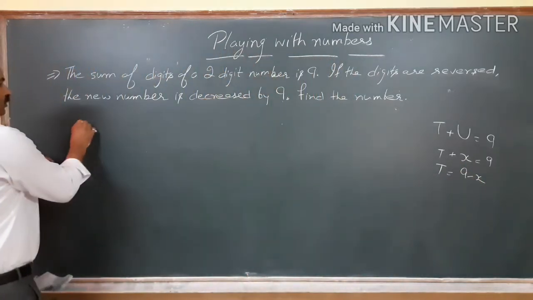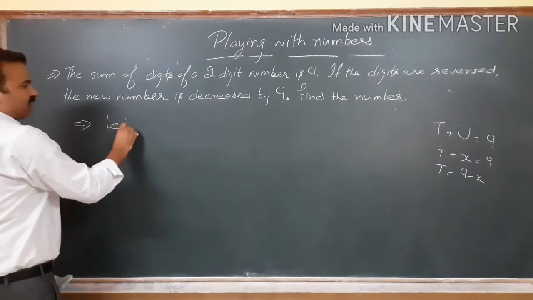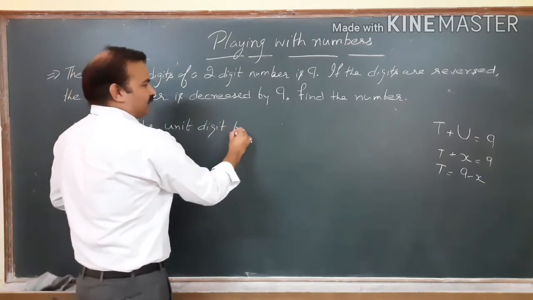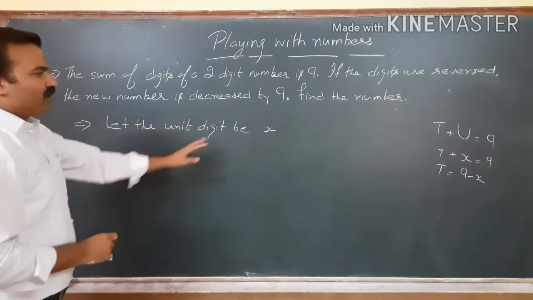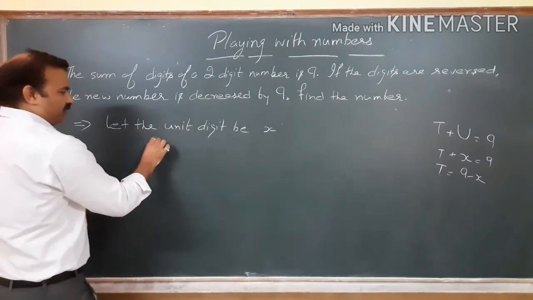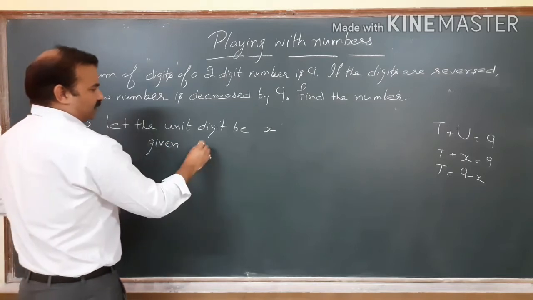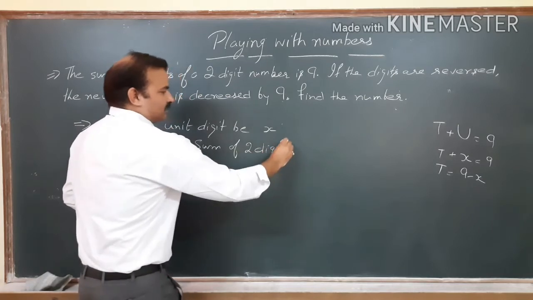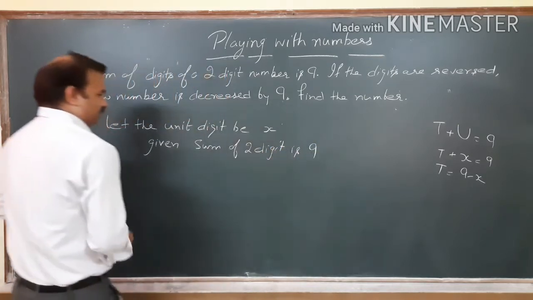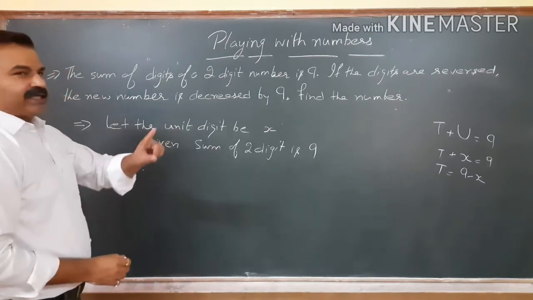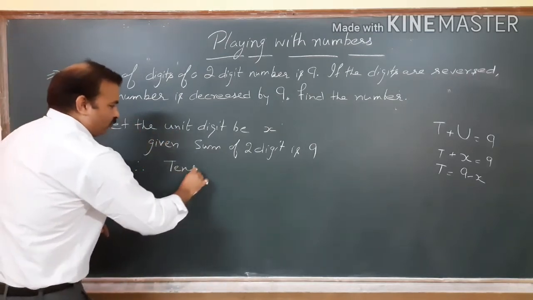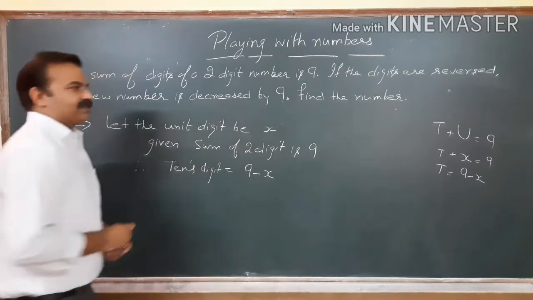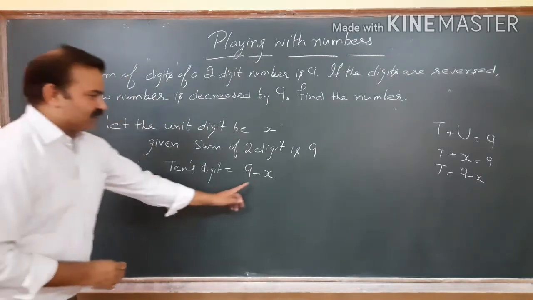So it's a 2-digit number. First of all, let the unit digit be x. It is given that the sum of 2 digits is 9. So one is a unit digit, second is a tens digit. Therefore, what is the tens digit? Tens digit is equal to 9 minus x.